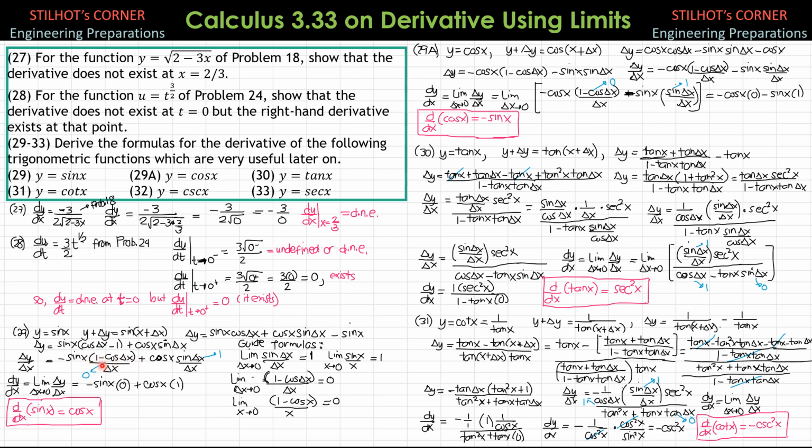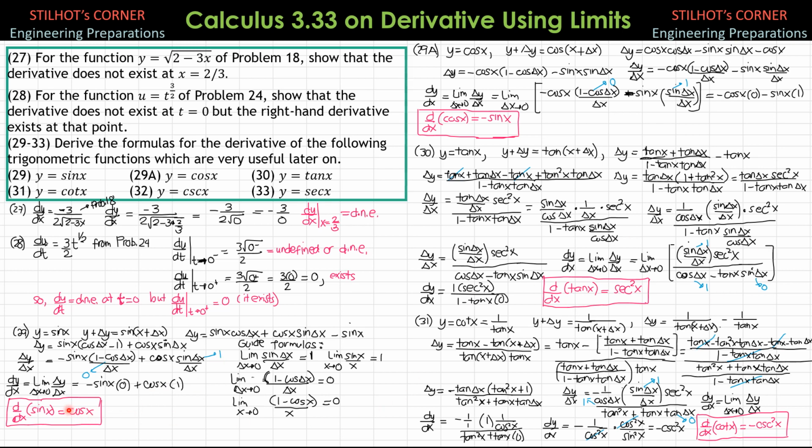Since dy/dx is the limit of delta y over delta x as delta x approaches 0, and this is 0, the limit is 0, and this is 1, then we'll have negative sine x times 0 plus cosine x times 1. Therefore, the derivative of y with respect to x, the derivative of sine x with respect to x, is equal to negative 0 or 0, plus cosine x. So it is cosine x. The derivative of sine x is cosine x.